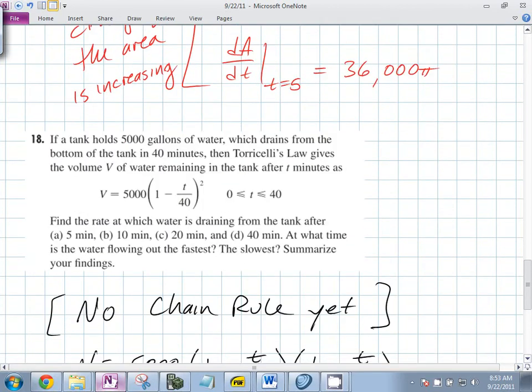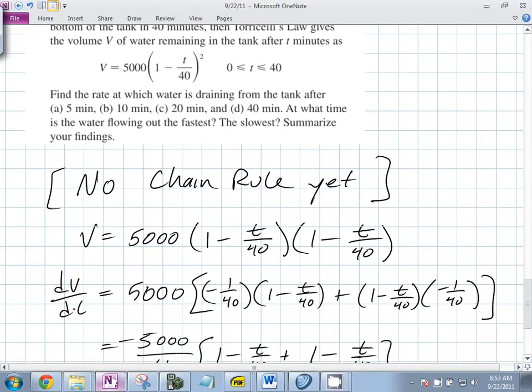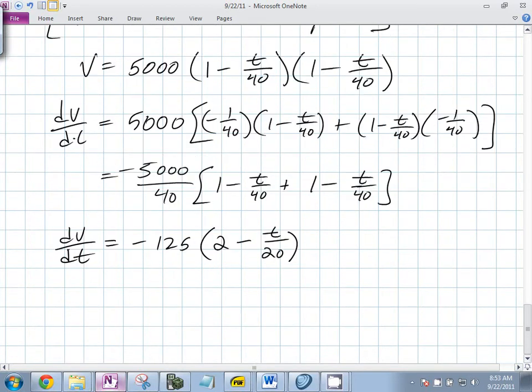At 5 minutes, 10 minutes, so can we just plug in these numbers now? Yep. Yeah, this is a lot nicer since we don't have to do the limit 4 times. Are we okay now? Could you finish the rest of this?